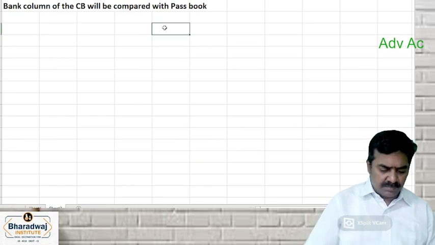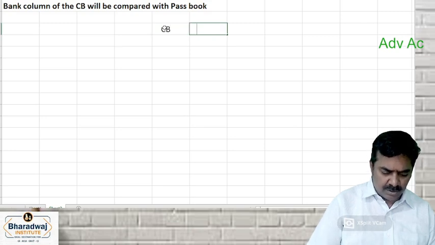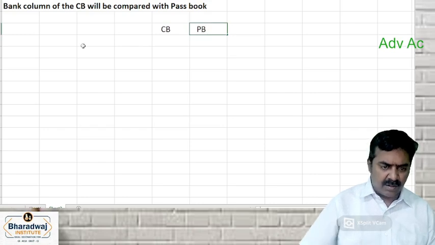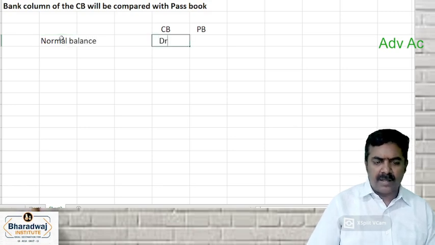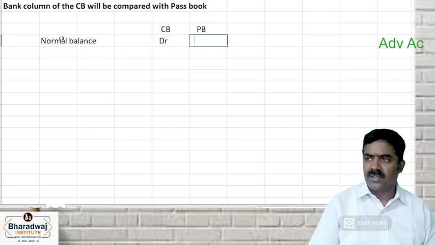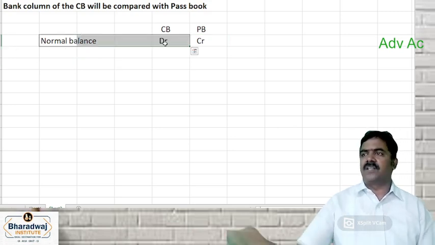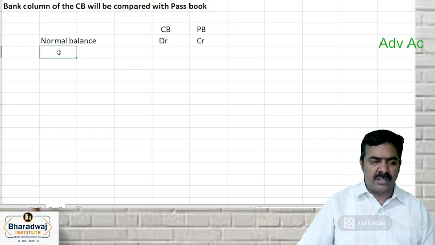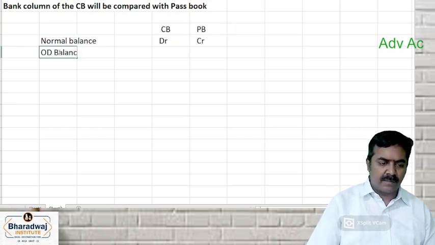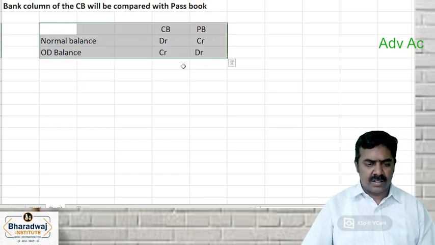Now, cash book, passbook. From now, you should have notes. That is most important. What is a normal balance? Debit balance as per cash book, normal balance now, will be equal to credit balance in passbook. When the customer deposited the money in the bank, it will have which column? Debit balance. The same in the passbook is a credit balance. When it is OD balance, debit balance will be credit balance. In the passbook, it is a debit balance. Understand this.